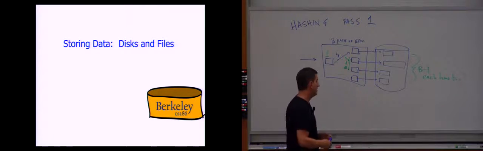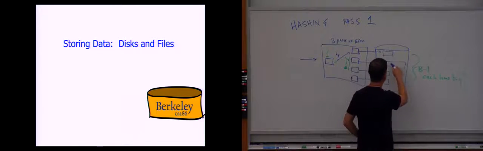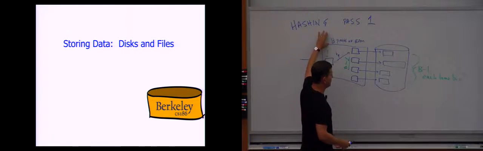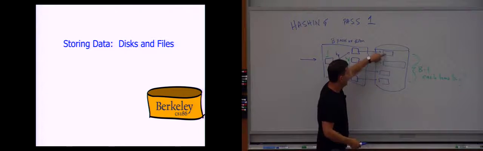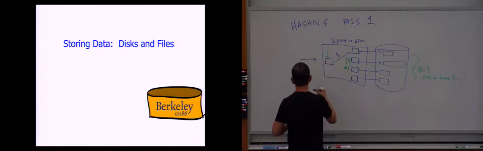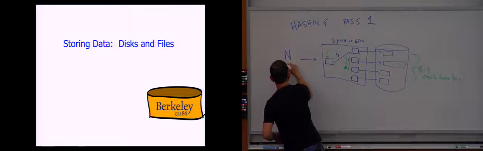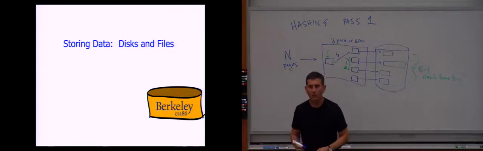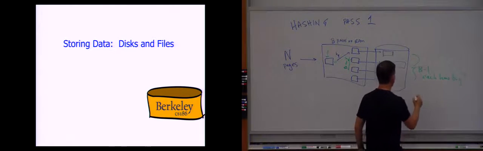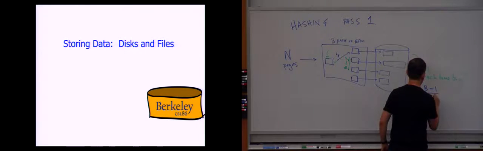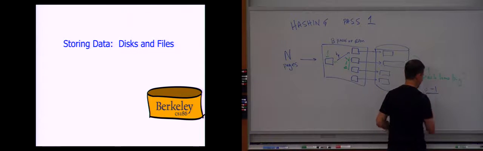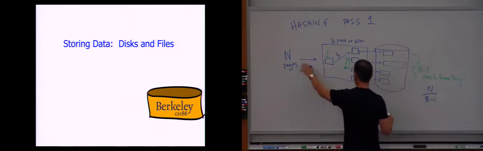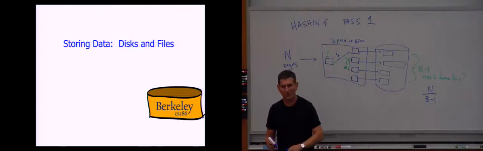Good? So in pass 2, we have B minus 1 of these partitions. We have B pages of RAM. We're going to deal with these one at a time. How big is each one of these partitions, assuming that the input is n pages worth of data? In the ideal case, each one of these is n divided by B minus 1. We partitioned the n pages into B minus 1 pieces.